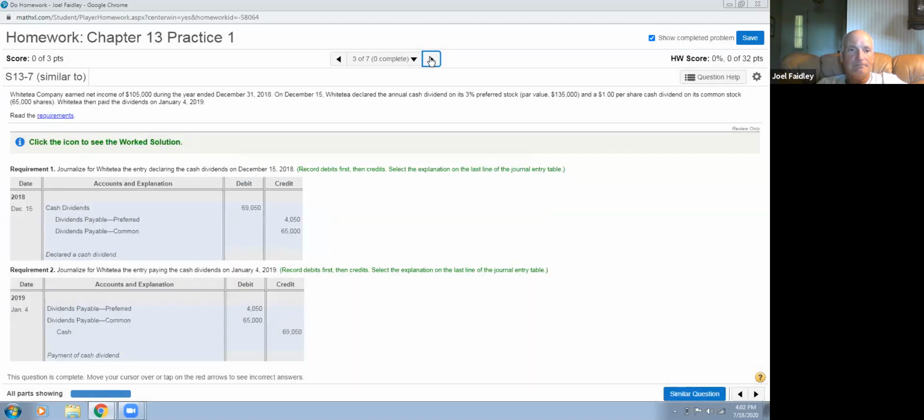Number 3, earn net income 105,000 during the year. Declared a cash dividend on 3% of preferred stock. You know, preferred stock dividends are always based on par value. And so they tell you the par value here. So 3% on par value, 3% on 135,000 is $4,050.